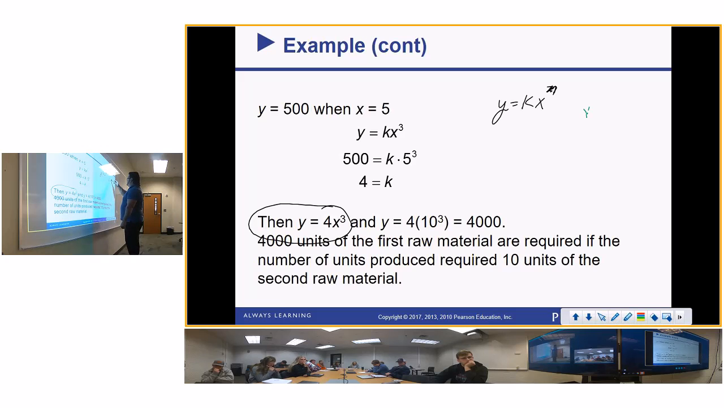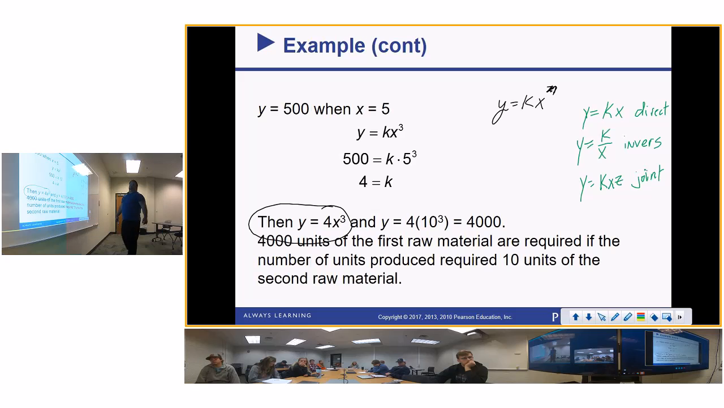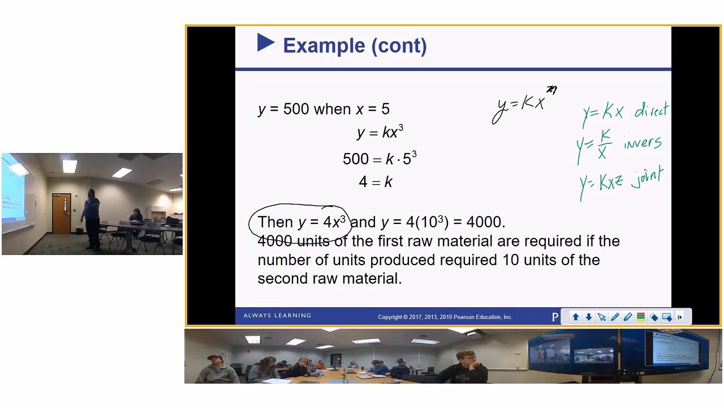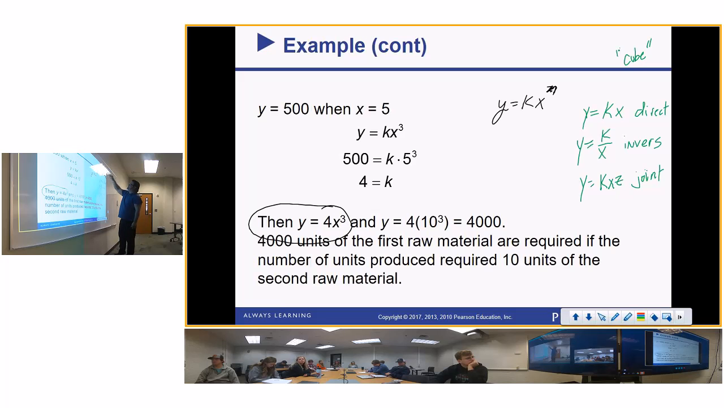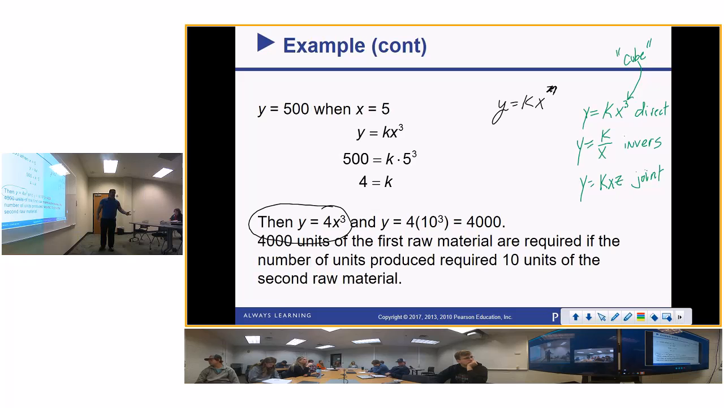Y is equal to K times X. That's direct. Y is equal to K over X. That's inverse. And Y is equal to KXZ. That's joint. And I don't know why I didn't see that cube, but thank you for seeing it because I didn't see it. All right? So all they did was that cube, the word cube in the paragraph that I missed, changes that to 3. And then you just plug and chug and solve for K.